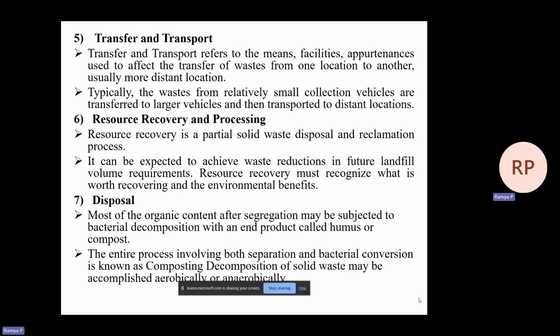The last one is disposal. Most of the organic content, once after segregation or when subjected to resource recovery or bacterial decomposition, ends up as the end product, which is compost, the ultimate disposal of the waste. The entire process which includes both the separation and the bacterial conversion is also known as composting, the decomposition of solid waste. It can be accomplished aerobically or even anaerobically too. Thank you.